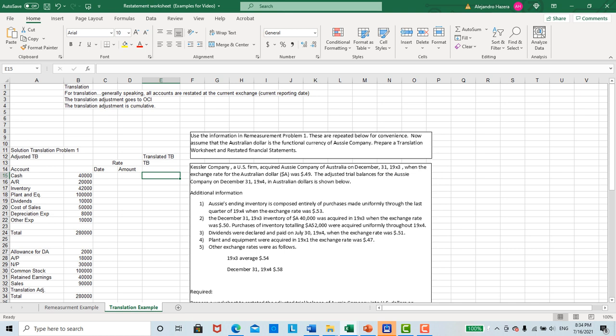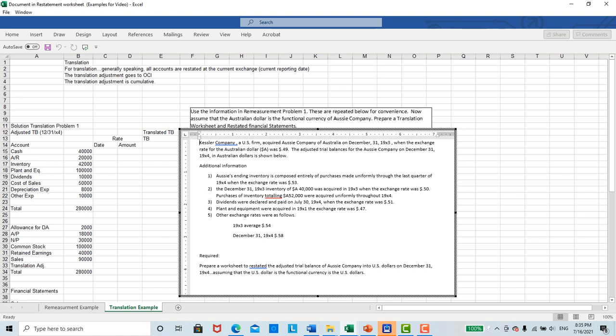Okay, the adjusted trial balances for Aussie Company on December 31, 1994 are provided to the side. It says below, but they're provided to the side. Okay, so this is the trial balance. So I'm going to put a date here. The current date is 12/31 X4. Okay, and so that will be our current exchange rate, whatever the exchange rate is on that date. Okay, so it says now.